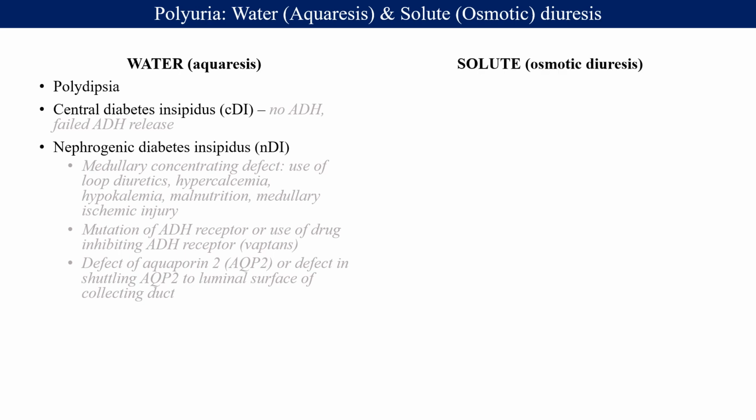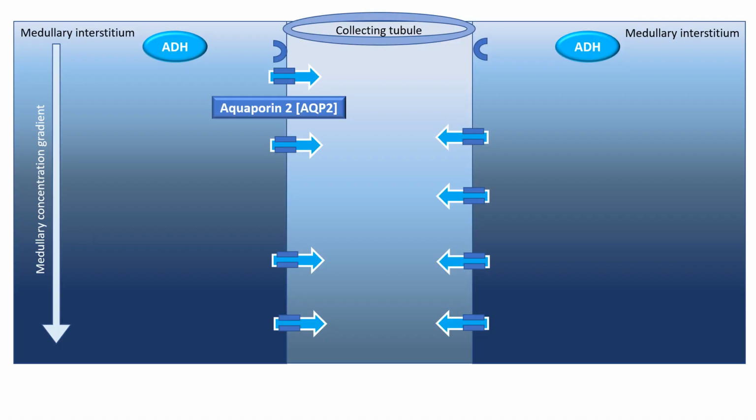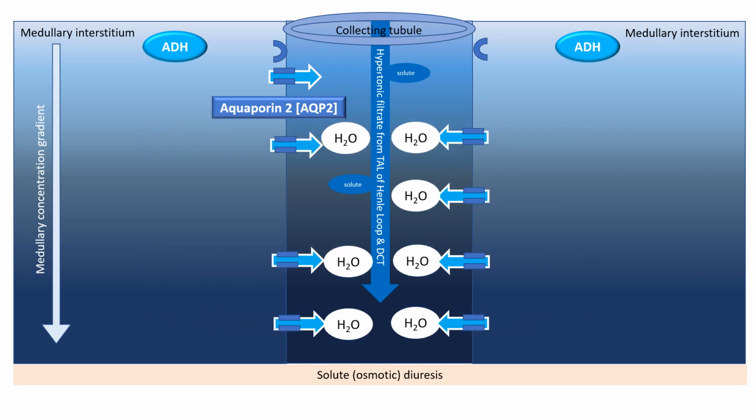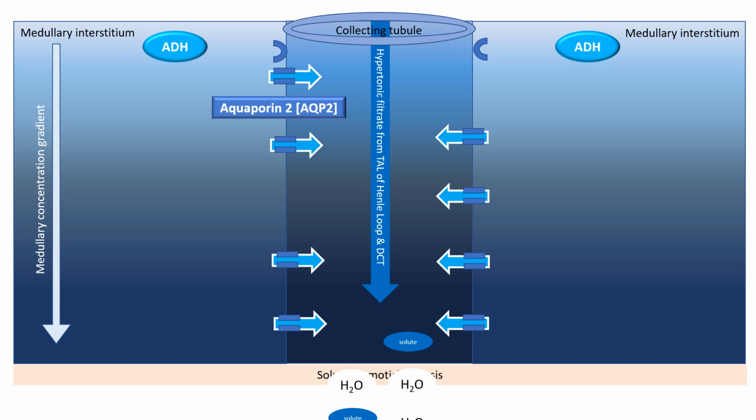Moving on to solute or osmotic diuresis. How does osmotic diuresis occur? Imagine a urinary filtrate that is highly concentrated with solutes and whose tonicity is equal to or greater than that of the medullary interstitium. Water would remain in or move towards the side with higher tonicity, which is the urinary filtrate in this case, and gets excreted along with the solutes. This is referred to as solute or osmotic diuresis.